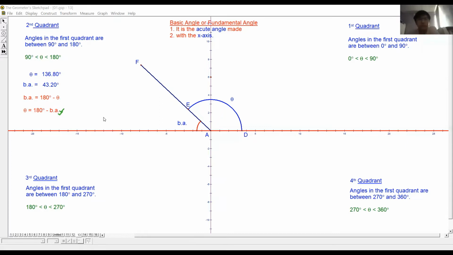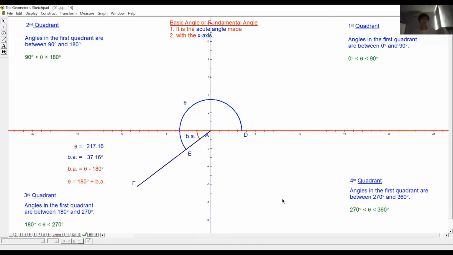Now we're going to look at another angle. This time the angle is in the third quadrant. We look at an angle in the third quadrant.